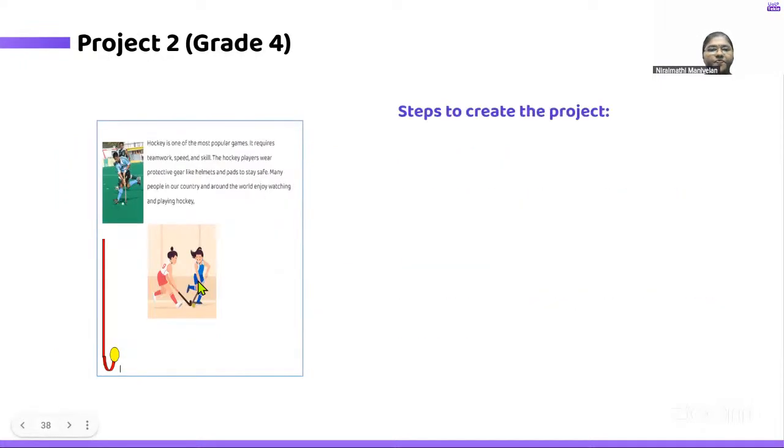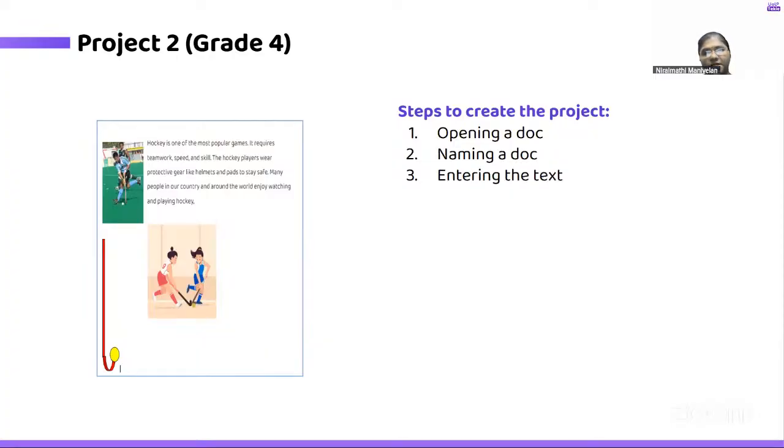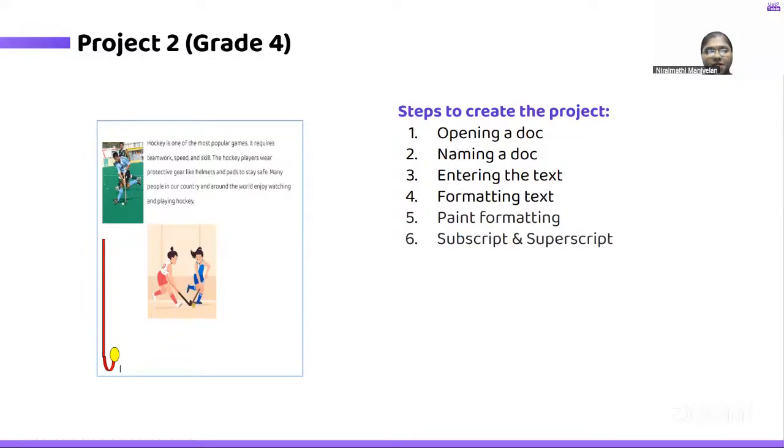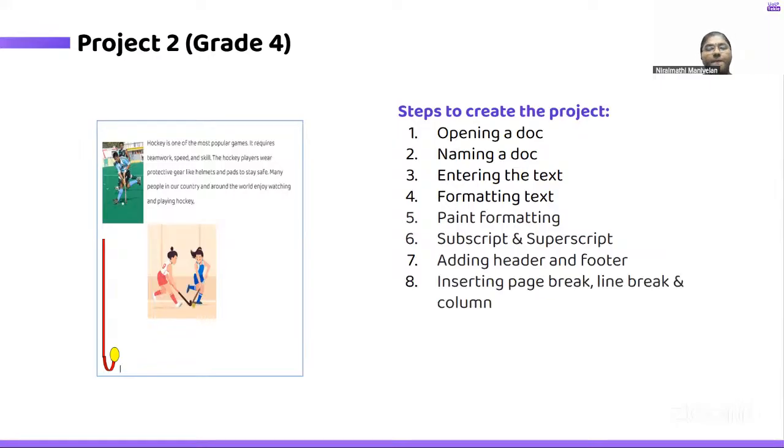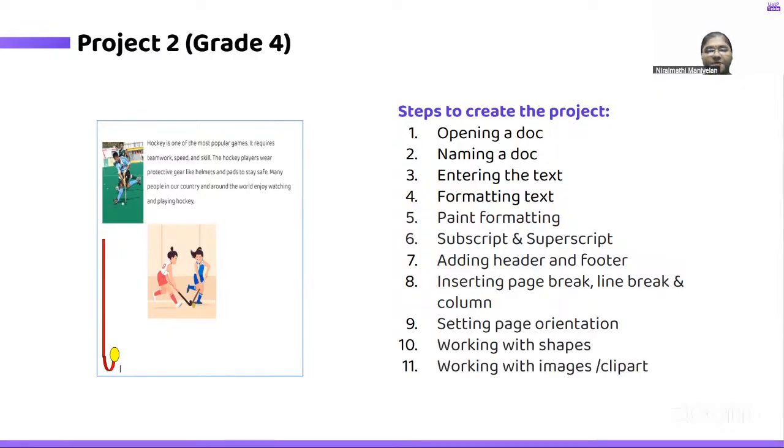Let's move ahead. So what are the steps? First of all, let's see the steps. Opening a document, naming a document, entering the text, formatting the text, plain formatting, subscript and superscript, adding header and footer, inserting page break, line break, and columns, setting page orientation, working with shapes, and then working with images or clip art, and then we have text wrapping. So these are the steps that we will be covering in project number 2.